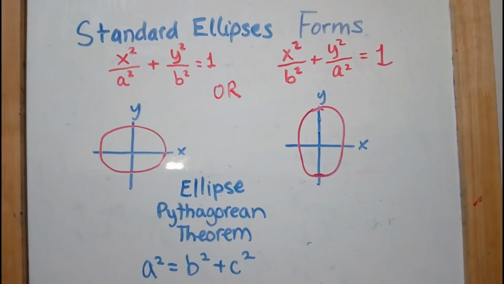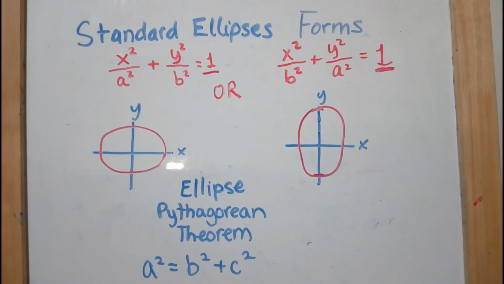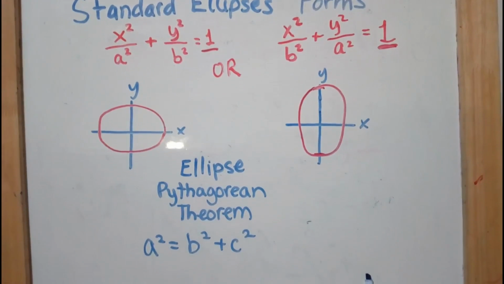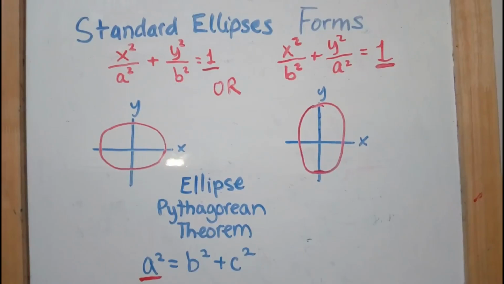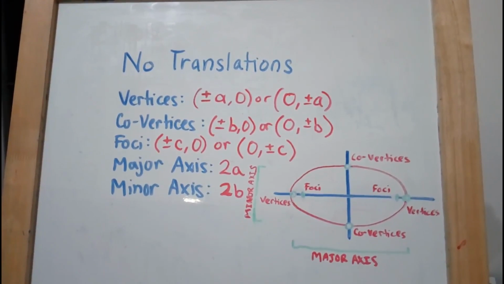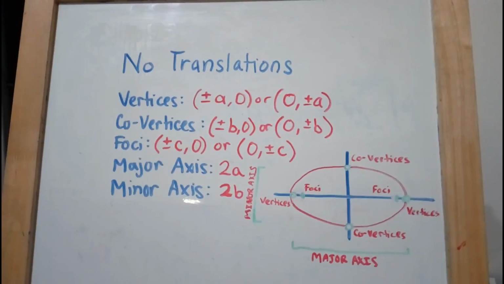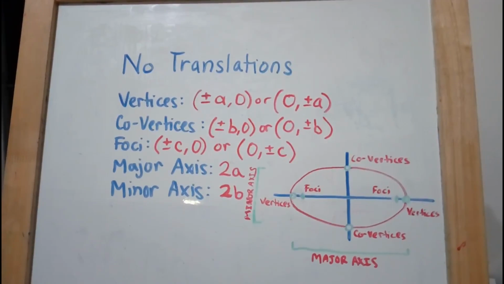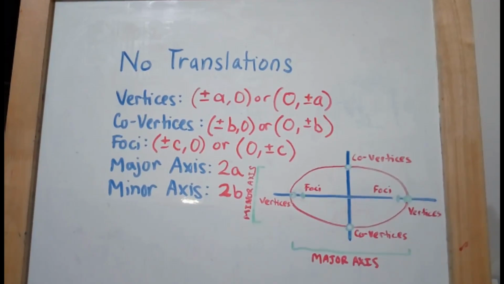We can remember this by using the ellipse's Pythagorean theorem, which is a squared equals b squared plus c squared. Adding b squared plus c squared to equal a squared makes a squared the largest. Now, remember how I mentioned key points? Well, to graph an ellipse, you must find the center, major and minor axis, vertices, covertices, and both foci. However, you won't have to find all of these, as occasionally they will be given in the problem.